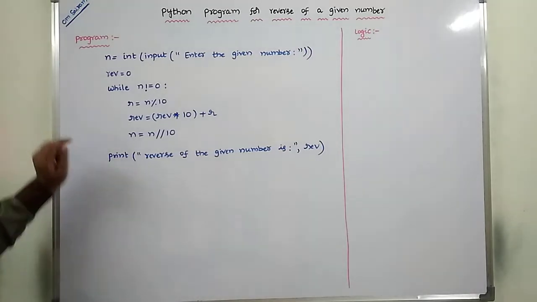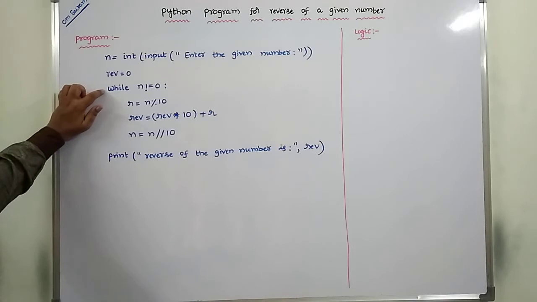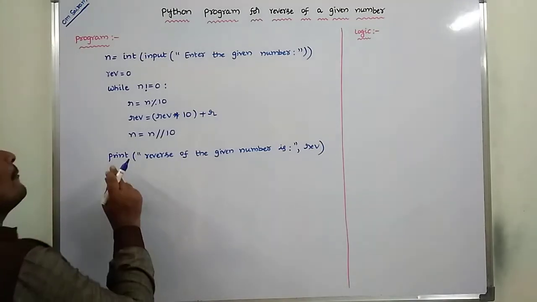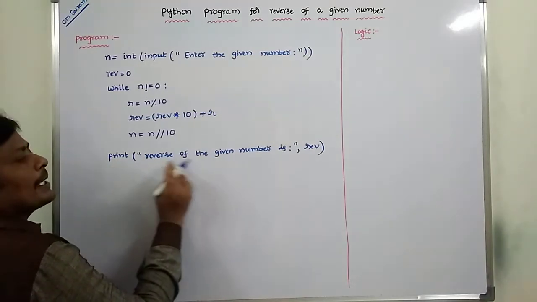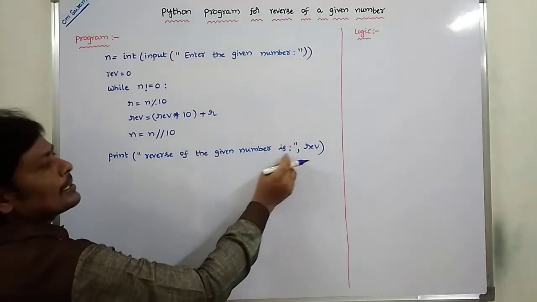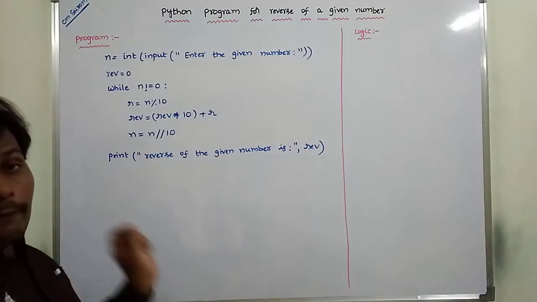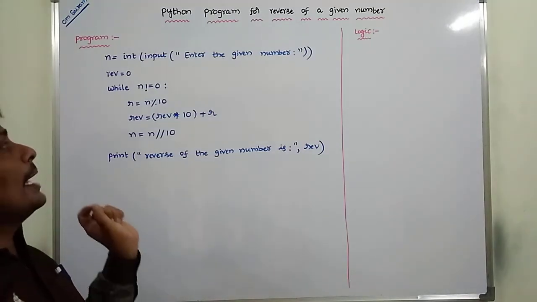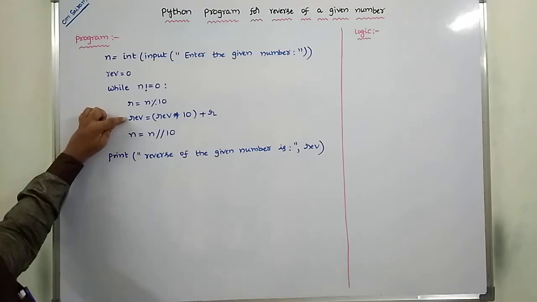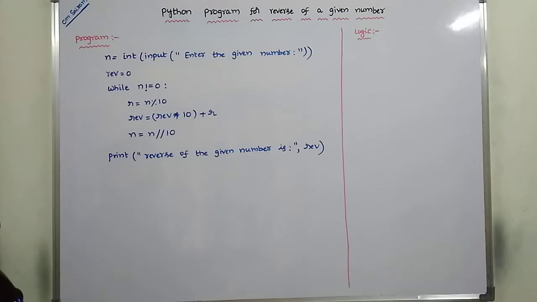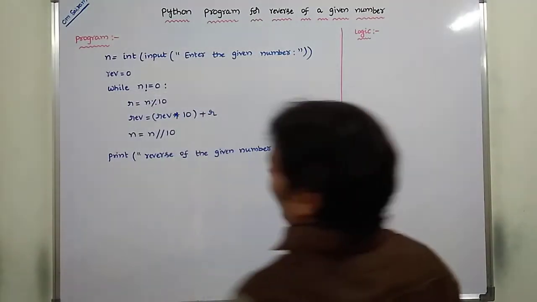Okay, so next, if this condition is false, then go to the next statement after the while loop. Print "reverse of the given number is" and comma REV. Whatever the reverse of that given number, that is stored in REV. Now the REV variable is printed. Okay, now let us go for the logic.